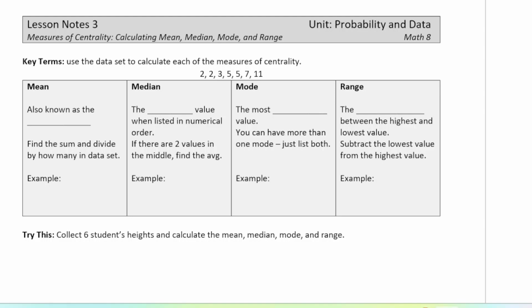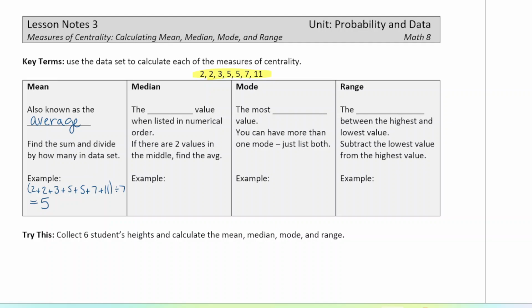Okay, so first one is the most common, it's the mean. It's also known as the average. And what you do to find the average is you add up all of the data points and then you divide by how many there are. So in our data set here, this is our example of our data set that we're going to use. We're going to add them all up: 2 plus 2 plus 3 plus 5 plus 5 plus 7 plus 11. And there are 1, 2, 3, 4, 5, 6, 7 data points. So we're going to divide by 7. And what we get when we do that is 5. So it's sort of like the central value, or a measure of the middle, the average.